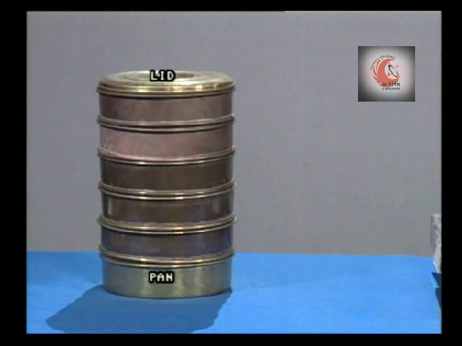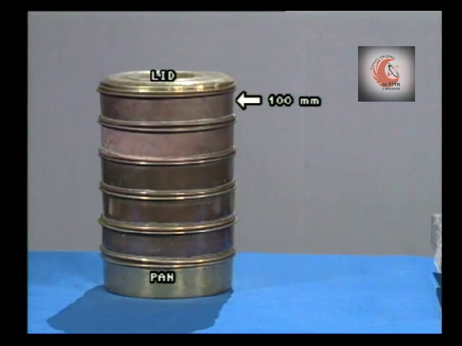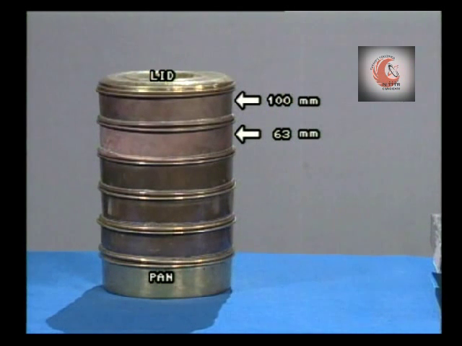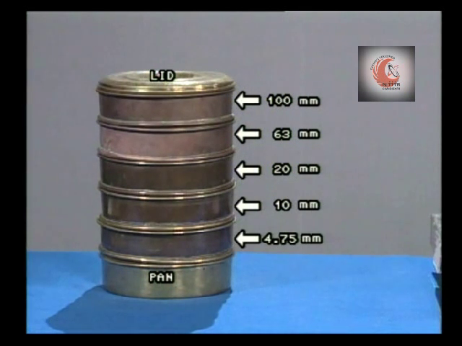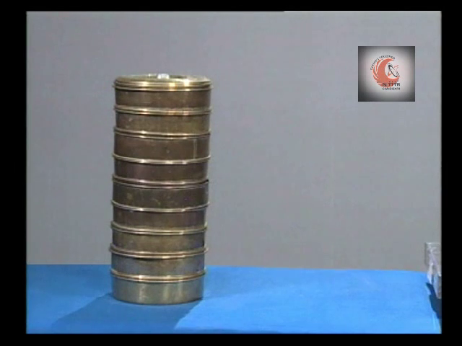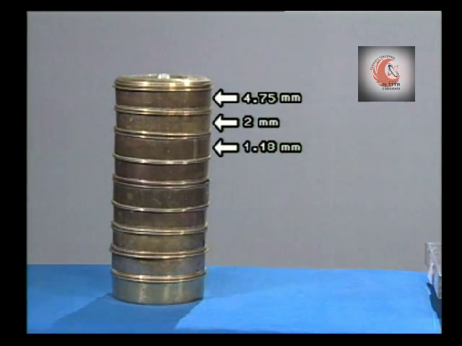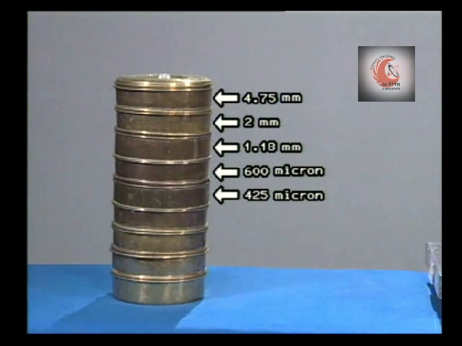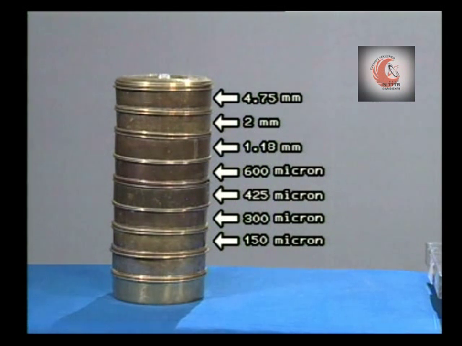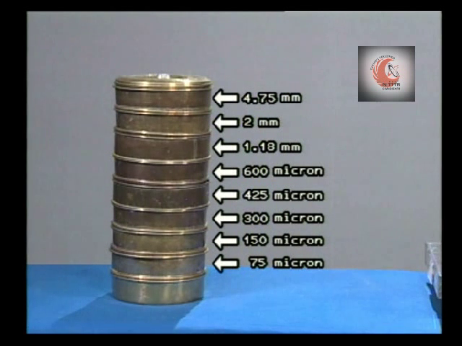The apparatus required for conduct of this practical includes a set of IS sieves of 100 mm, 63 mm, 20 mm, 10 mm, 4.75 mm, 2 mm, 1.18 mm, 600 micron, 425 micron, 300 micron, 150 micron and 75 micron size, with lid at the top and pan at the base.